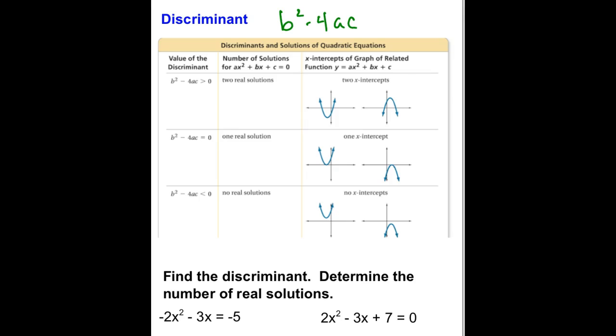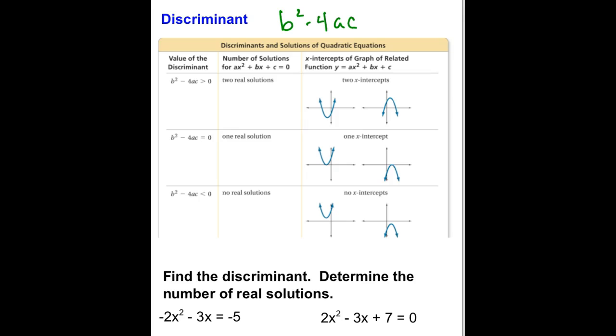Skip over the word problem. We'll hit that one tomorrow. Go to this chart. The chart, at the top I wrote b squared minus 4ac. That is what we call the discriminant.